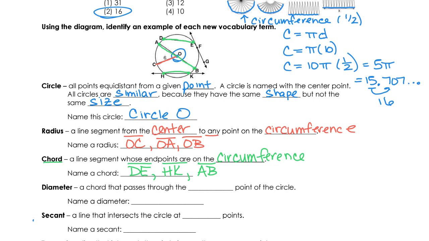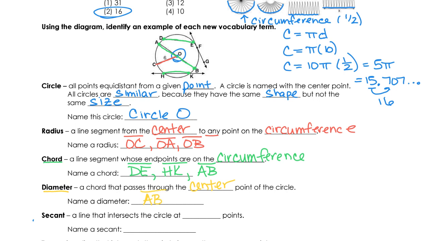That specific chord is called a diameter, which is our next one. A diameter is a chord that passes through the center point of the circle. In our picture, our diameter would be AB.